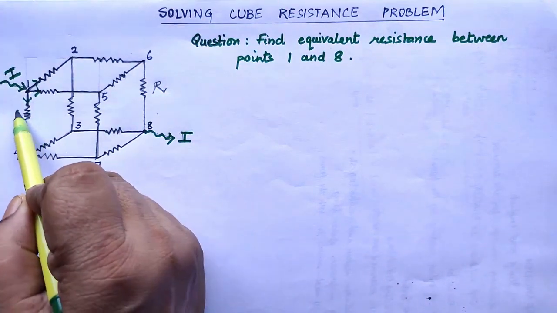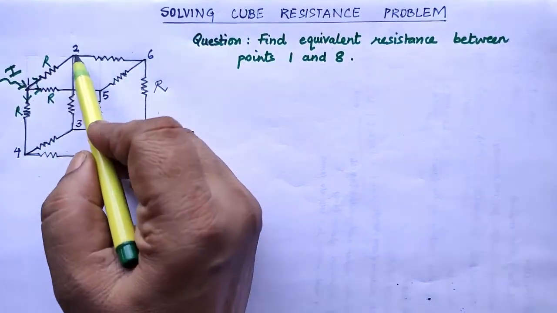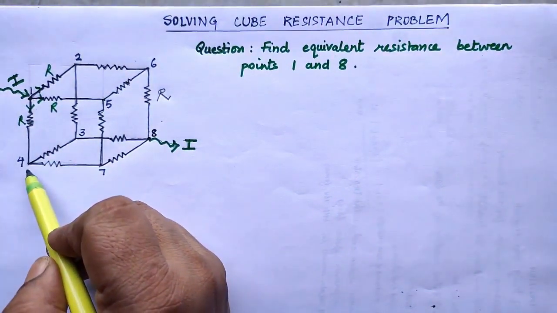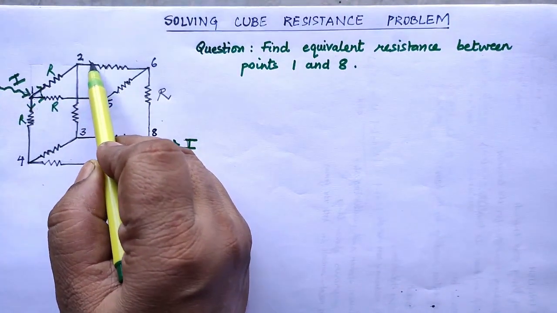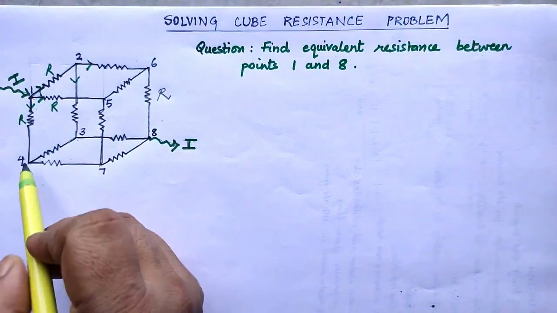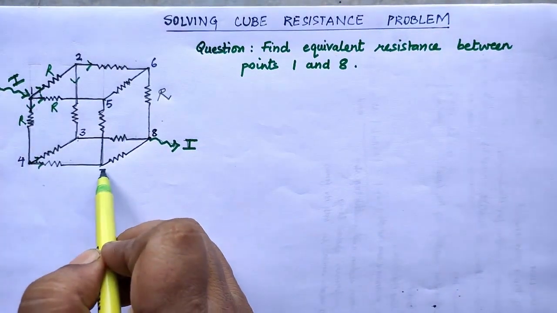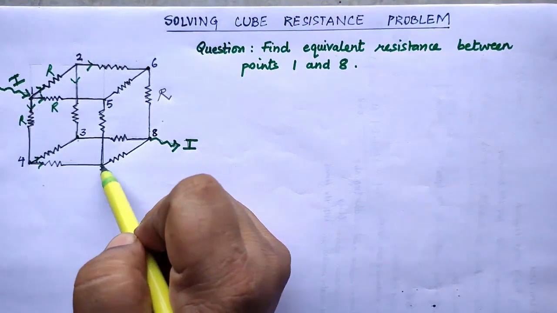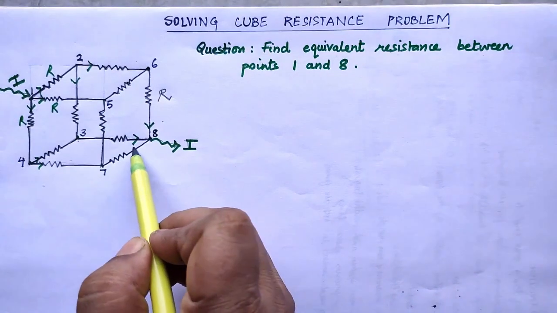Now that current, since the resistances are equal, the current value is the same. So at points 2, 5 and 4 we have the same potential. Now the current from point 2 sees two paths. It can go to 6, it can go to 3. From 4 also there are two paths. Current can move to 3 and it can move to 7. From the points 6, 3 and 7 we can see there is only one path, which is leading to 8. 3 to 8 and 7 to 8.